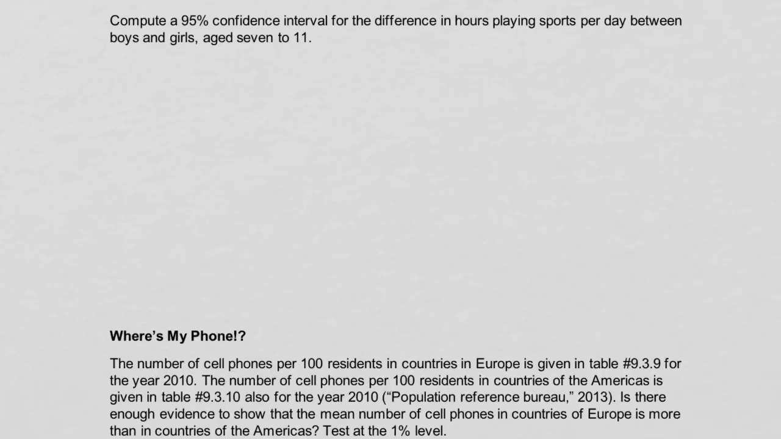Okay, everyone, welcome to video 4. We're going to compute a 95% confidence interval for the difference in hours playing sports per day between boys and girls aged 7 to 11. To be clear, we're working with the same data that we were working with when we did our hypothesis test. So if you need to, please go back and refer to that data. It will be recalled again when we start going into the calculator portion of this process.